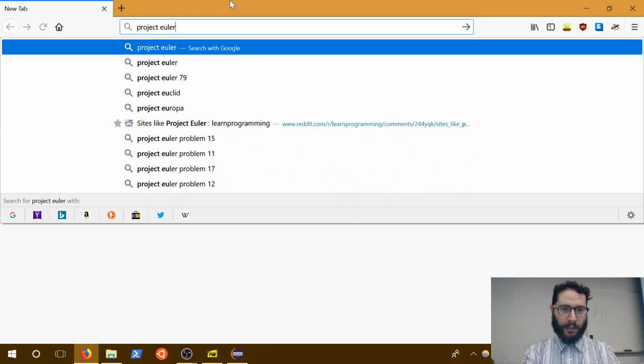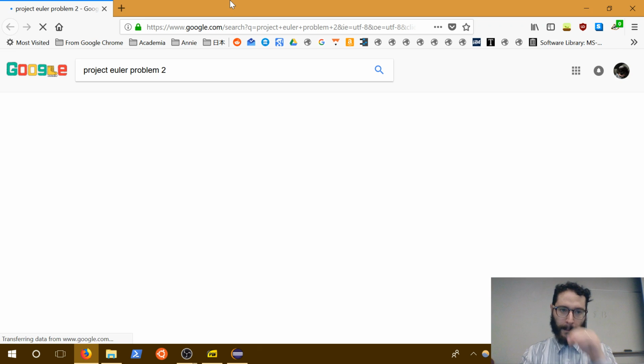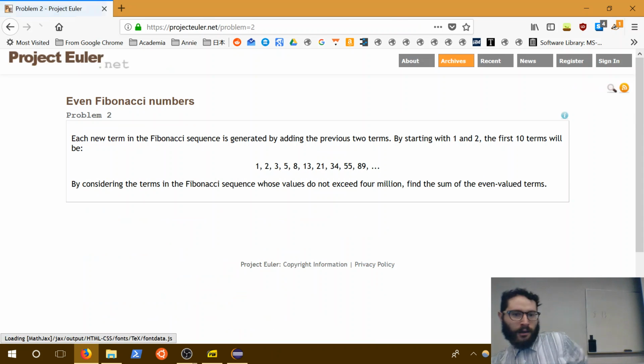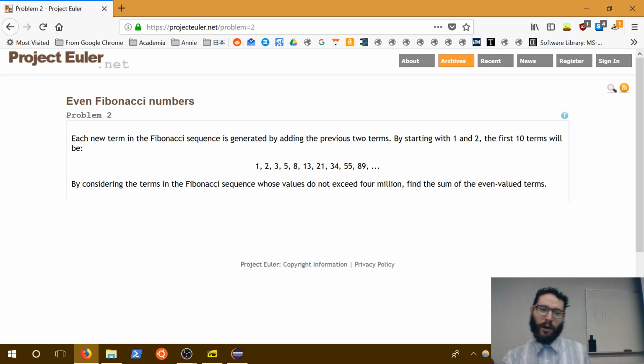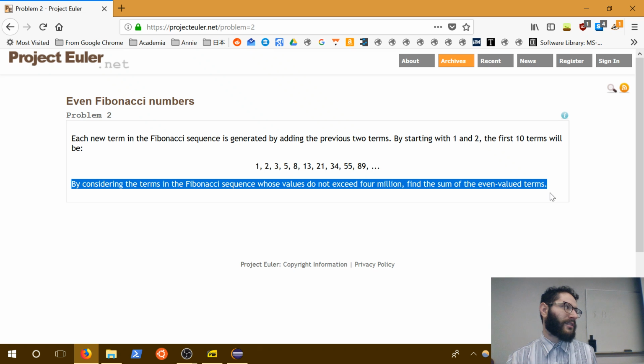Project Euler problem 2. So they start the Fibonacci with 1 and 2. So I start with 1 and 1. That's fine. Doesn't really matter. But they give you the Fibonacci numbers. By considering the terms of the Fibonacci sequence whose values do not exceed 4 million, find the sum of the even-valued terms. So in other words, it wants the sum of all the even-valued Fibonacci numbers that are less than 4 million.